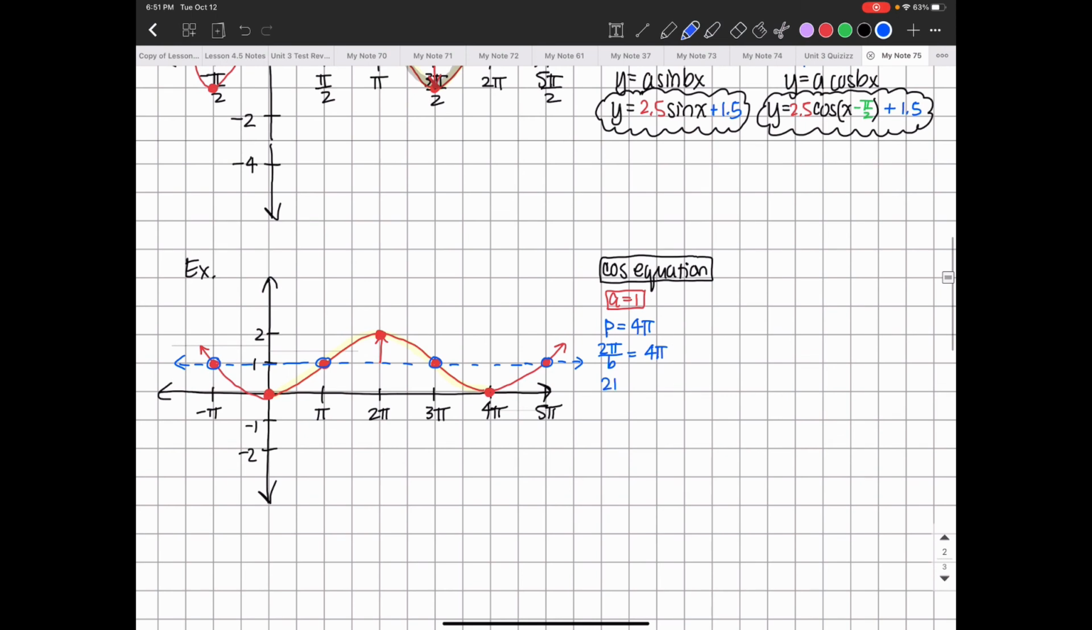I'll get 2 pi is equal to 4 pi times b. I'm going to divide both sides by 4 pi. And I'm going to get that b is equal to 1/2. So b is 1/2.